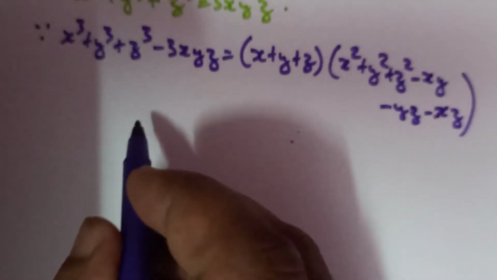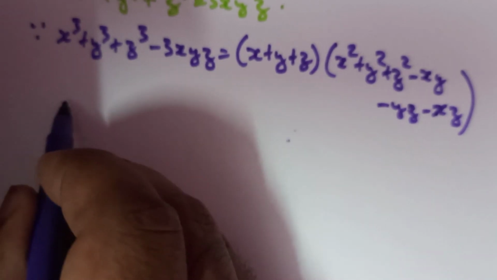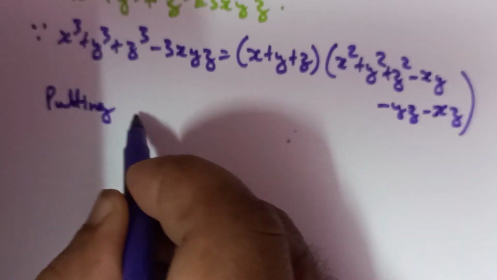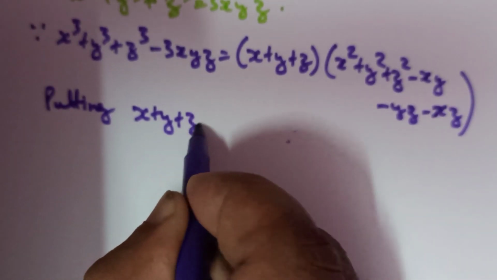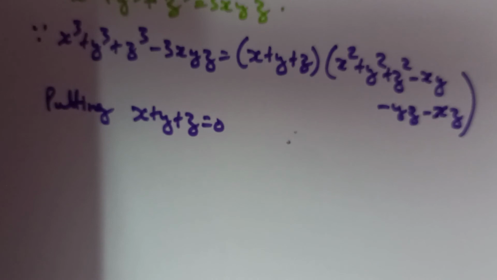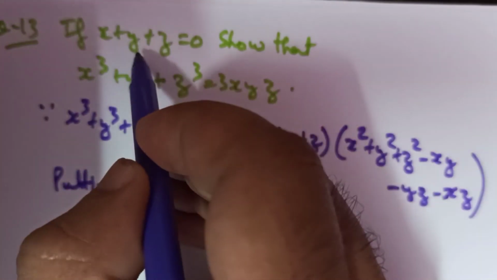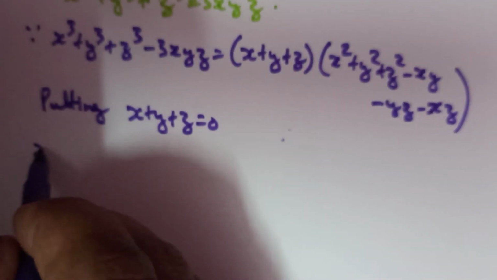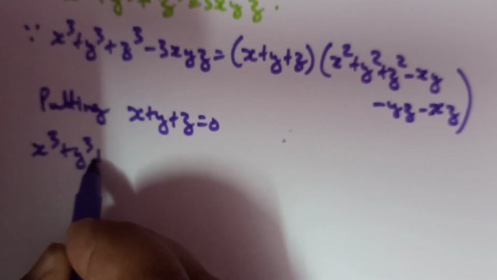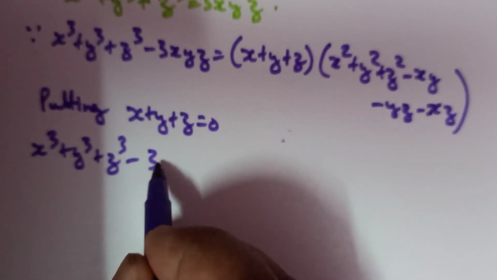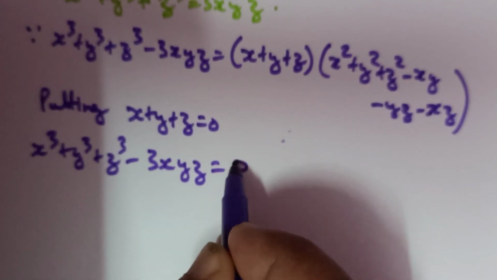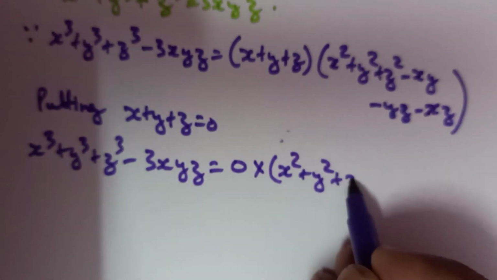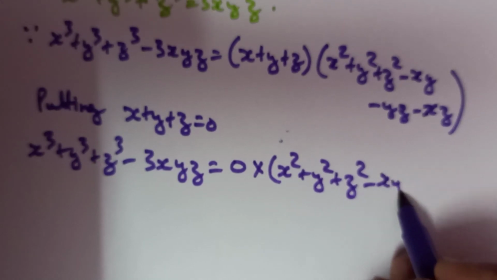So this is the identity. It is given that x plus y plus z equals 0. Since it is given in the question that x plus y plus z is equal to 0, we will substitute the value in this identity. So we get x cube plus y cube plus z cube minus 3xyz equals 0 into this term. So 0 multiplied by this term will be equal to 0 only.